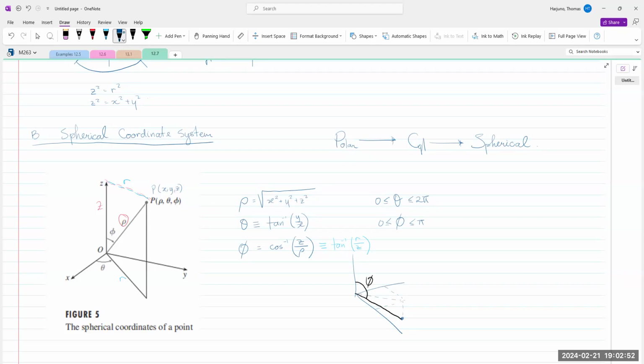Now I will stop here. On Monday I will continue on this spherical coordinate system. We will do conversion from spherical to rectangular, spherical to cylindrical, cylindrical to spherical, and then rectangular to spherical. Okay, I will stop here and see you on Monday.